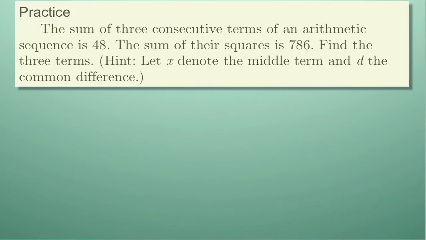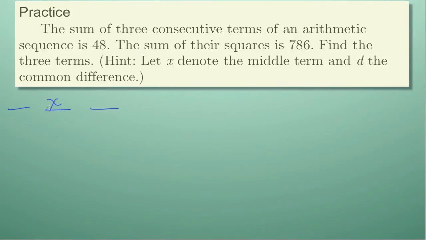Okay, one final example to finish this section on arithmetic sequences and series. This problem says that the sum of three consecutive terms of an arithmetic sequence is 48. So as soon as I see that, I'm thinking that I'm going to need three spots. The sum of their squares is 786. Find the three terms. Hint, let x denote the middle term and d the common difference.